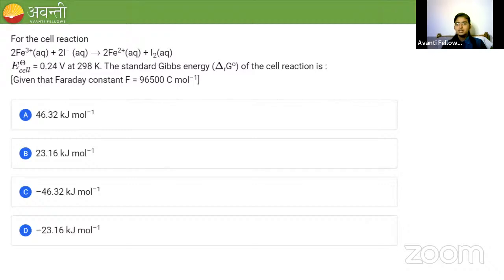For the cell reaction 2Fe3+ + 2I- giving 2Fe2+ + I2, E naught cell is given as 0.24 volt at 298 Kelvin. The standard Gibbs energy of the cell reaction is. So what we have to find out? Standard Gibbs energy, delta G r naught, we have to find out. Very easy, and the relation also you all know. So delta G r naught is equal to minus nFE naught cell.